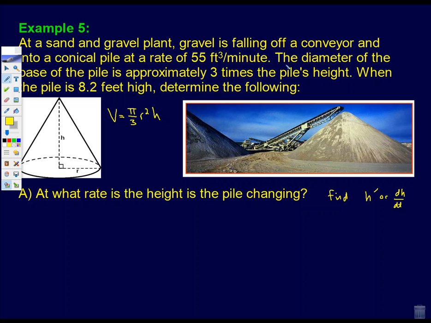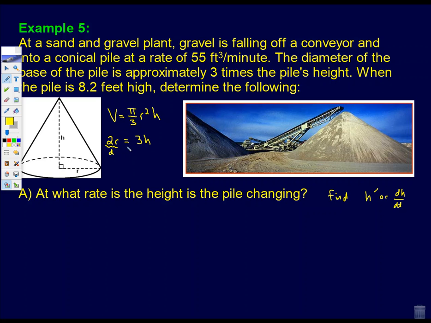It says the diameter of this base. Now, the diameter is the whole way across. So the diameter I'm going to call 2 times the radius. Okay, but that's really the diameter, is about the same as 3 times the height. So instead of calling it d equals 3h, I'm going to use 2r equals 3h simply because the radius is a variable in this equation up here.